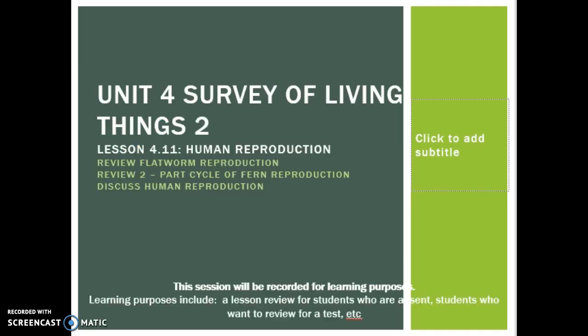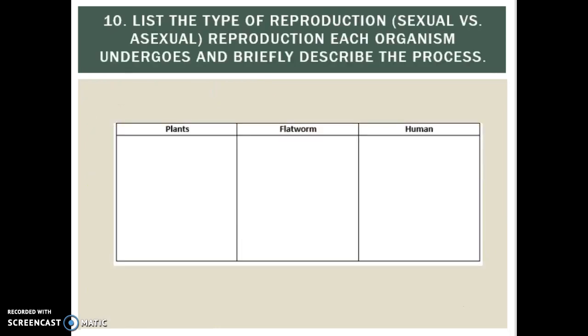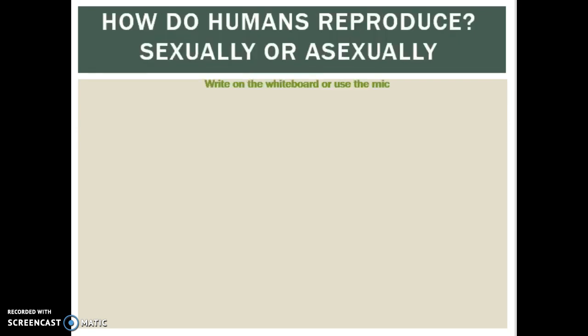So today we're going to cover Lesson 11 in Unit 4, Human Reproduction. Our I-CAN statements are distinguishing different reproductive patterns in living organisms and interpreting a diagram of the life cycle of a human, along with understanding basics of human reproduction. In the last couple of times, we have talked about plant reproduction and flatworm reproduction. Today, we're going to fill in our last column of our study guide 11, and that is human reproduction.